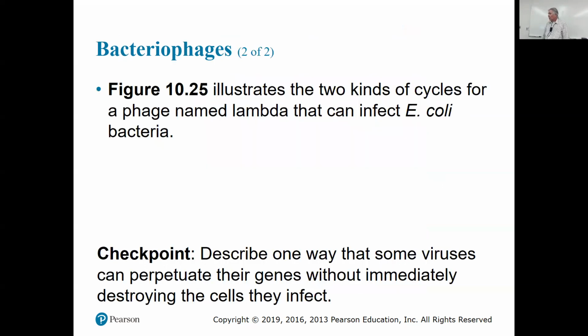Okay. So here are two types of cycle for a phage named lambda that can infect E. coli bacteria. Escherichia coli is a coliform, a fecal bacteria. We're going to describe one way that some viruses can perpetuate their genes without immediately destroying the cells they infect. Like I said, they incorporate their genes into our chromosomes, and they can sit there for years and years and not do anything, and in fact never do anything. A lot of us are infected by Epstein-Barr and will never get mono, but it's there and never becomes active. Infected by a herpes virus, it gives you cold sores.